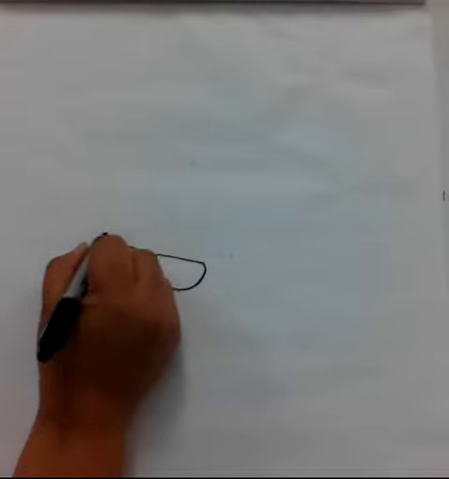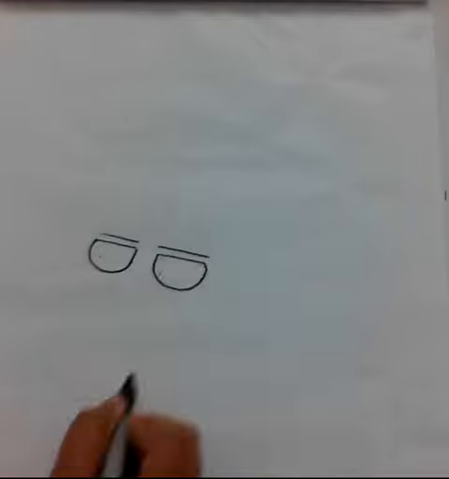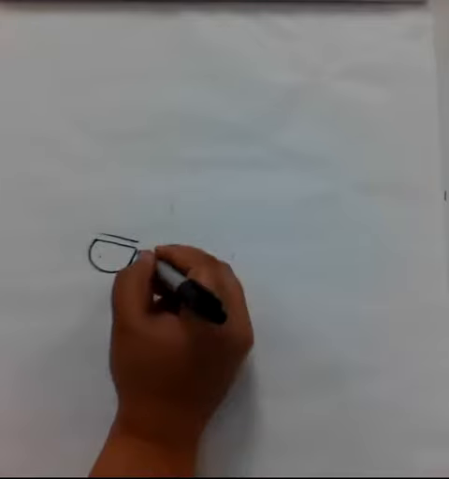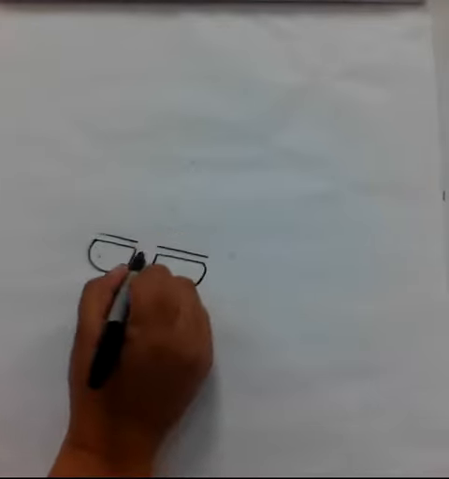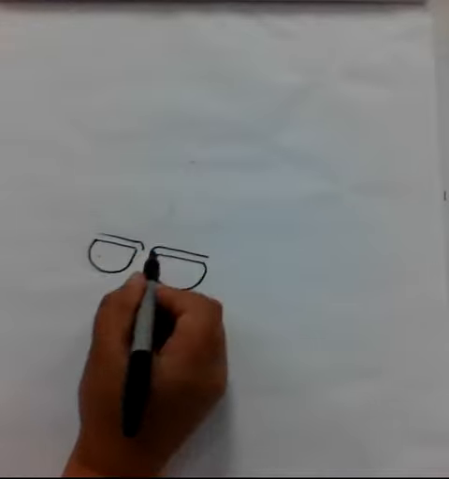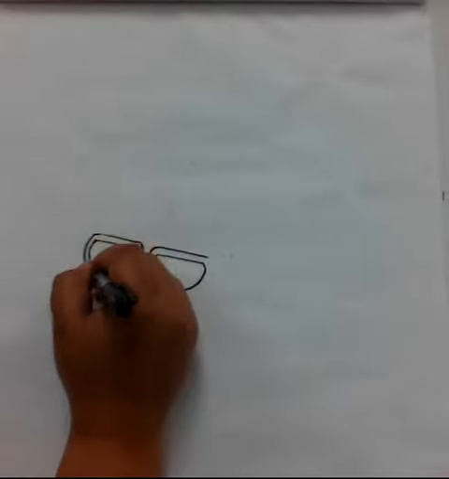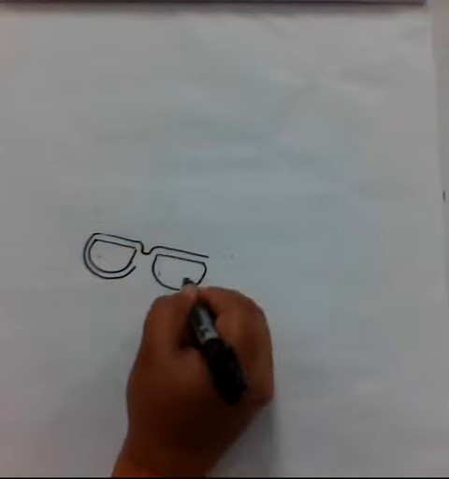So the first thing I'm going to do is estimate about how thick I want the frames. So I'm just going to go above those following the shape. Now I do want a little curve of where my glasses connect with the nose piece. So I'm going to kind of connect using a U shape. Then I'm going to follow along that shape.